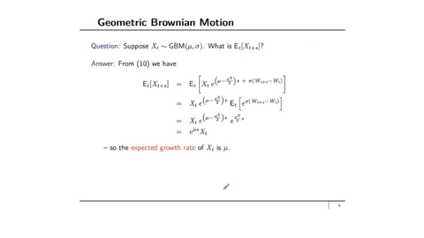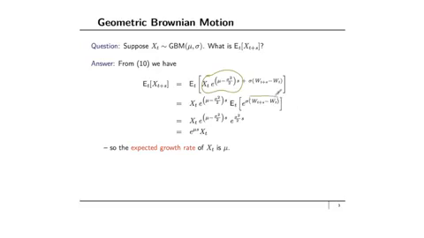Here's the question. Suppose X_t is a geometric Brownian motion with parameters mu and sigma. What is the expected value of X_{t+s} given little t? From equation 10 on the previous slide, we know that X_{t+s} is equal to X_t times the exponential of this term here. At time t, all of this is known to us, so we can take this outside the expectation, and we're left with this times the expected value of e to the sigma (W_{t+s} minus W_t).